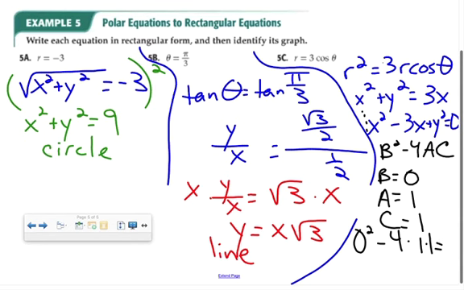That means it's a negative number. Remember, there's two things that it could be if it's a negative number. It could be a circle or it could be an ellipse. But in order for it to be a circle, my b value would have to be 0. My a and c value would have to be the same. Therefore, this is a circle.